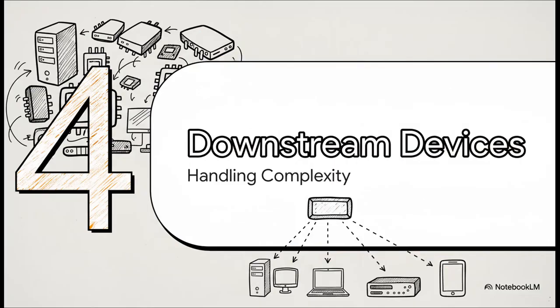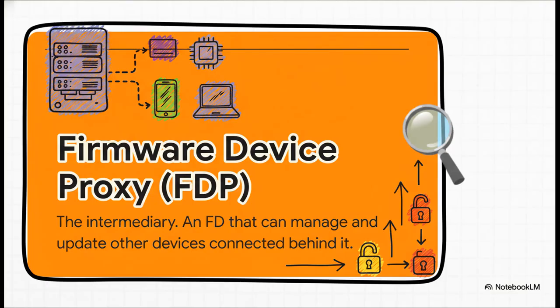Now, this all works beautifully for devices that are right there on the bus, easy to talk to. But let's be real, modern systems are way more complex. What about things like hard drives that are tucked away behind a RAID controller? Well, the PLDM spec has a really clever solution for that too. Say hello to the Firmware Device Proxy, or FDP. You can think of this as a regular firmware device that has a superpower.